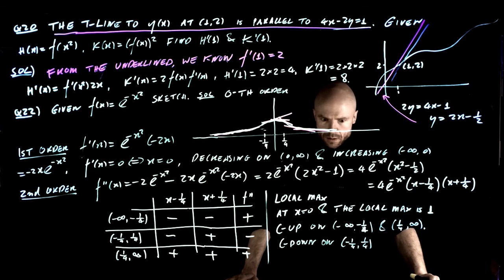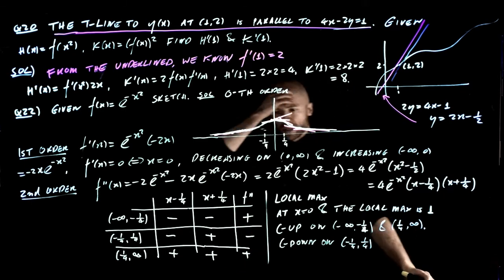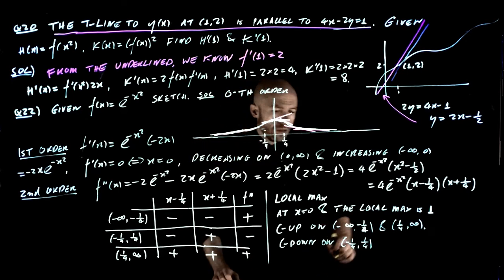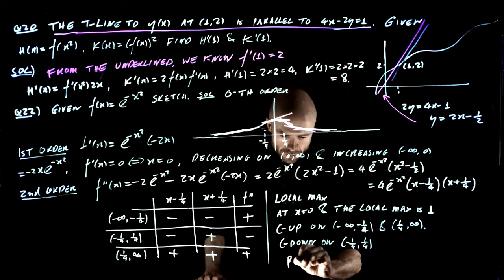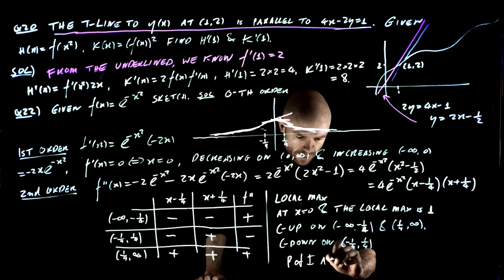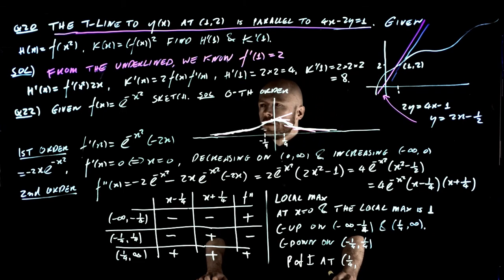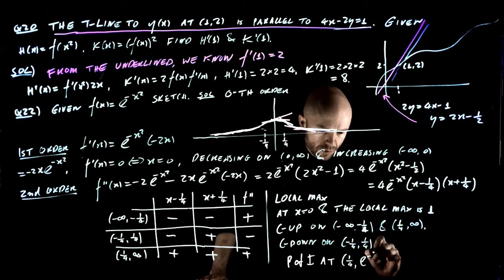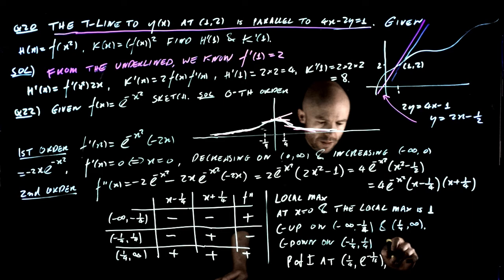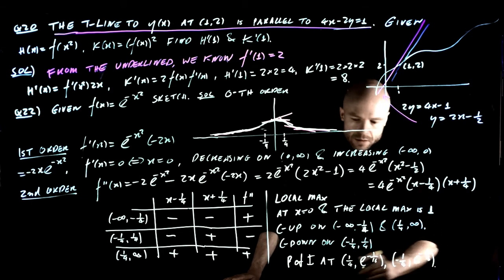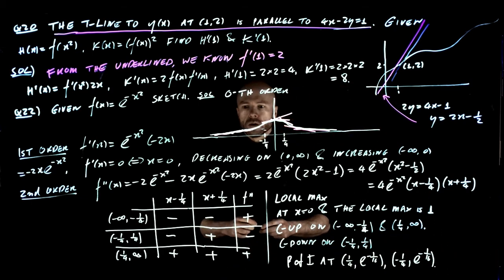And points of inflection are where we go from being concave up to concave down or concave down to concave up, and that's going to happen here and here. So points of inflection at plus and minus 1 over 4, and what will that be? That will be e to the minus 1 over 16 and minus 1 over 4, e to the minus 1 over 16. And that's it. That's everything we can know.